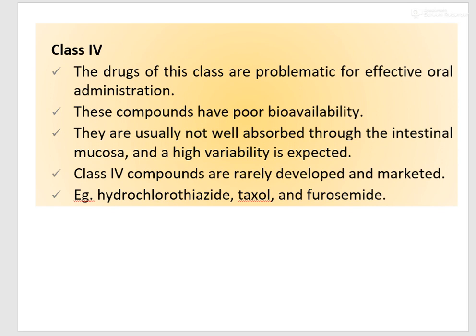Last, class 4 drug. The drugs of this class are problematic for effective oral administration. These compounds have poor bioavailability. They are usually not well absorbed through the intestinal mucosa and a high variability is expected. Means they are not well absorbed, and if they are absorbed, you can observe high variability in absorption. Class 4 compounds are rarely developed and marketed. Examples, hydrochlorothiazide, Taxol and furosemide.